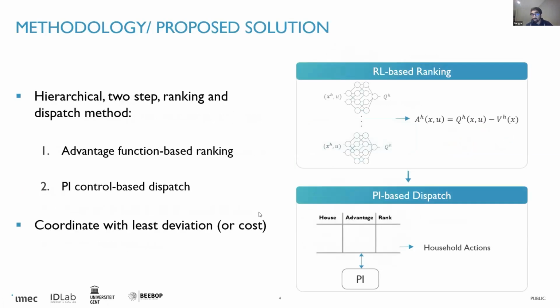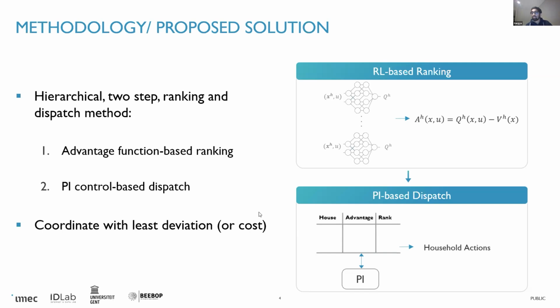two-step control method. Basically, it's a hierarchical control scheme where we have a ranking system that uses data from different apartments, and then a simple dispatching mechanism that uses a PI controller and the ranks that we get to determine which households need to deviate from their existing control action or their existing energy behavior so as to properly track the signal that our system operator has sent.